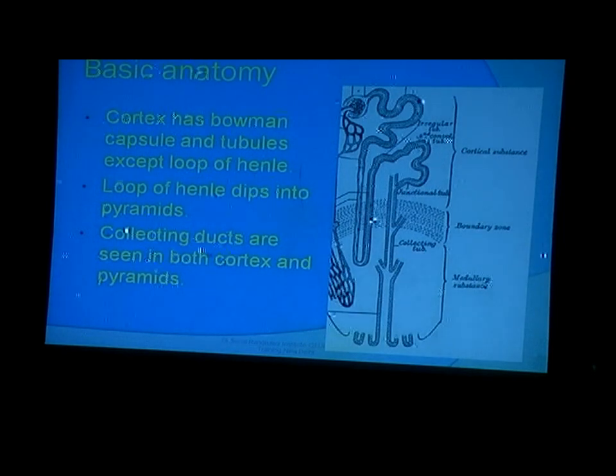Now with that base, another thing, this is just the basic anatomy again: the Bowman's capsule and tubules, except the loop of Henle, are all in the cortex. The loop of Henle may go slightly into the pyramids, and the collecting ducts are seen both in the cortex and in the pyramids. So they are in the cortex as well as the medullary region.